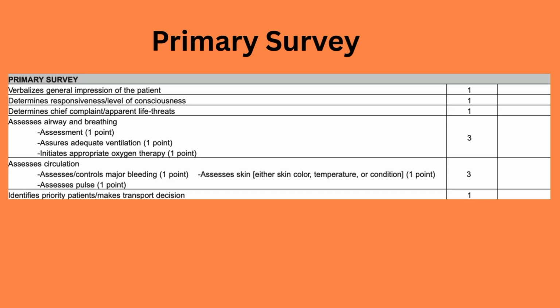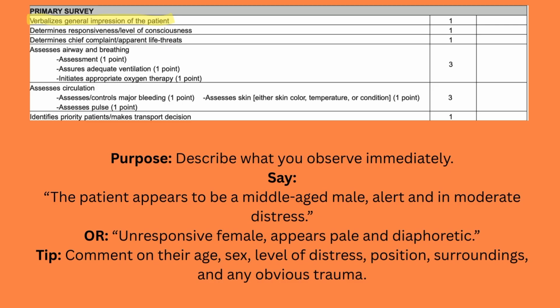Now that we finished the scene size up, let's jump into the primary survey. Now we are going to jump into the general impression. So describe what you observe. The patient appears to be middle-aged, whatever, but comment on their age, sex, level of distress, position, surroundings, and any obvious trauma that you visually can see. This is to describe what you observe immediately.